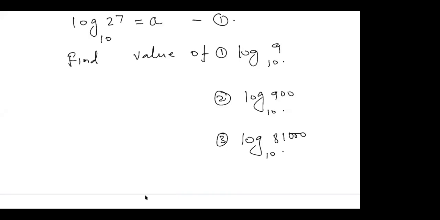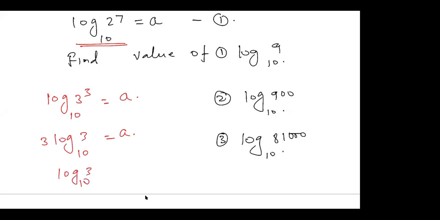I'm doing the first one, right? How you can do this question, look into this. We can write log 27, which is 3 cube, with base 10 is equal to A. So this is 3 log 3 with base 10 is equal to A. Or we are getting the value of log 3 as A by 3, right? First we are getting the value of log 3. That's very important, right? The base is log 3 only, right? Now, every question I'll convert into log 3.